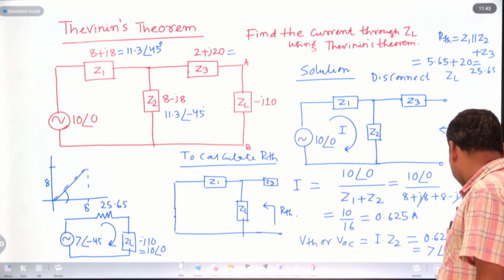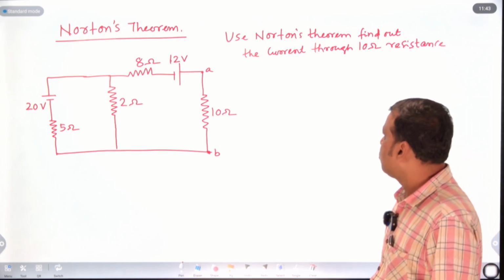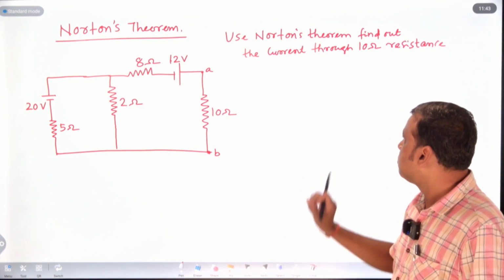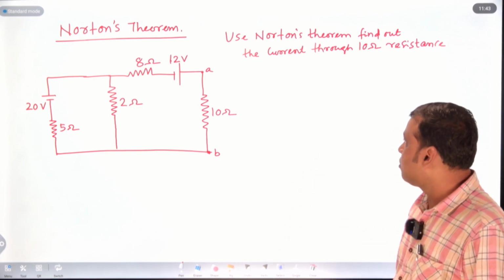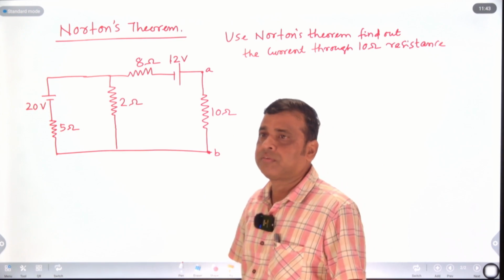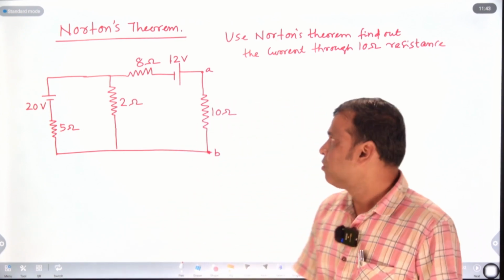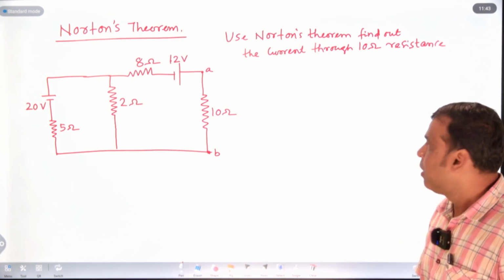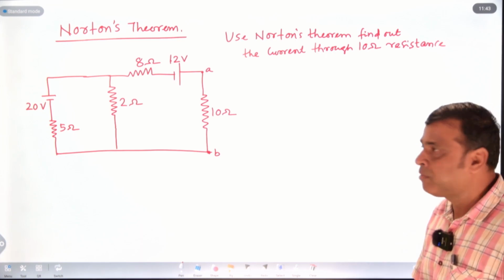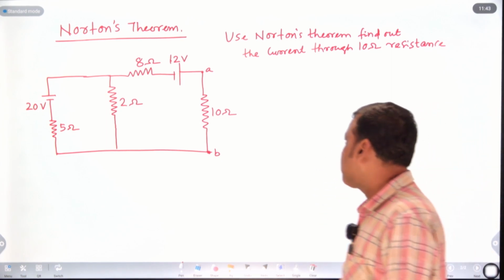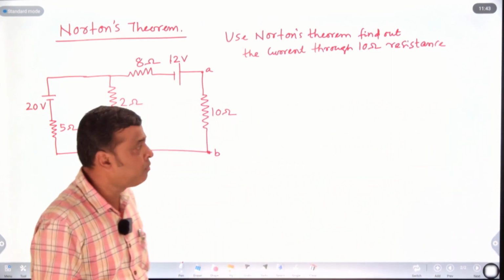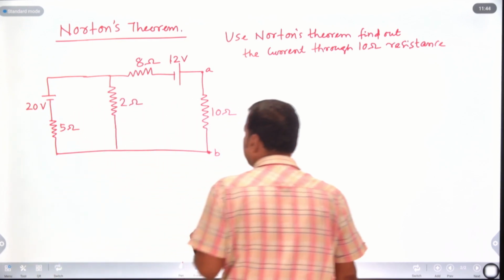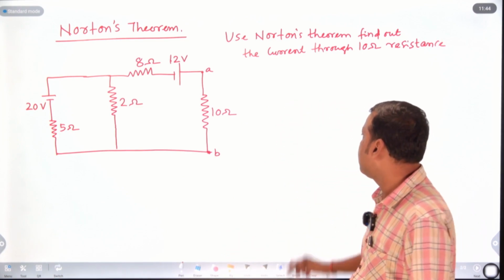So next, another question: in this figure, the problem given is, using Norton's theorem, find the current flow through the 10 ohm resistor. I already told you, in using Norton's theorem we have already discussed some different types of problems. Today this type of problem is asked, to find what amount of current flows through this 10 ohm resistor by using Norton's theorem. What will we do in step 1?